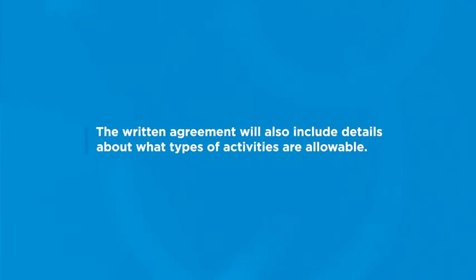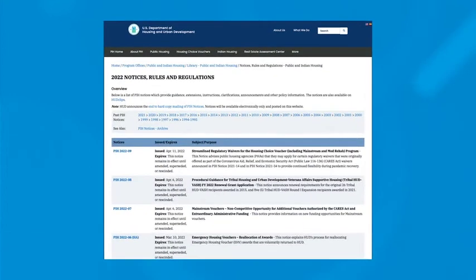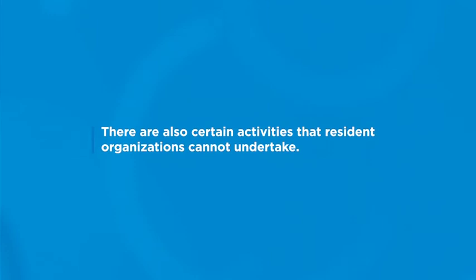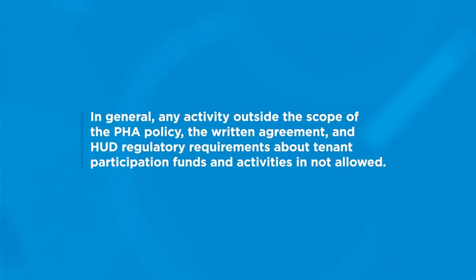The written agreement will also include details about what types of activities are allowable. Check the latest HUD notice on Guidance on the Use of Tenant Participation Funds for full detail on the types of allowable activities. The written agreement will detail the specific activities that are allowed for your resident organization. There are also certain activities that resident organizations cannot undertake. In general, any activity outside the scope of the PHA policy, the written agreement, and HUD regulatory requirements about tenant participation funds and activities is not allowed.